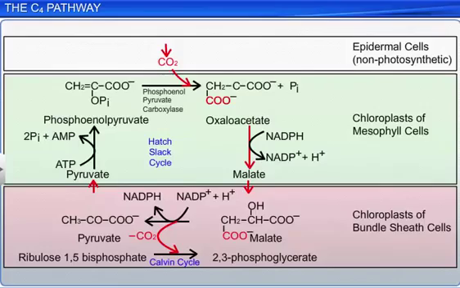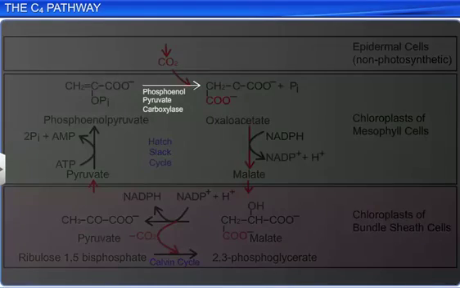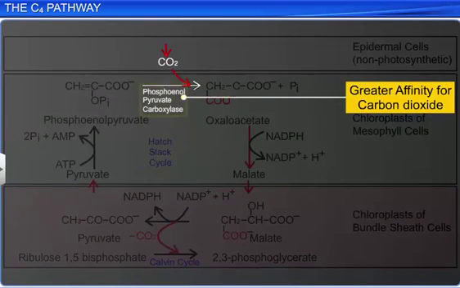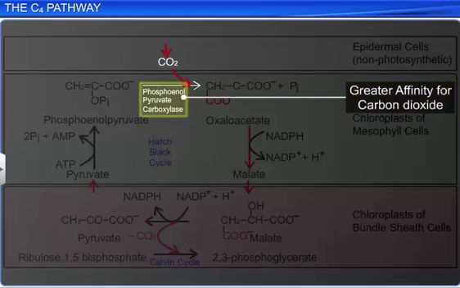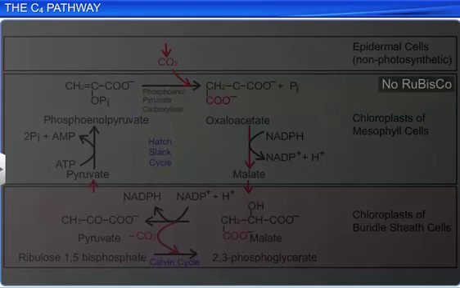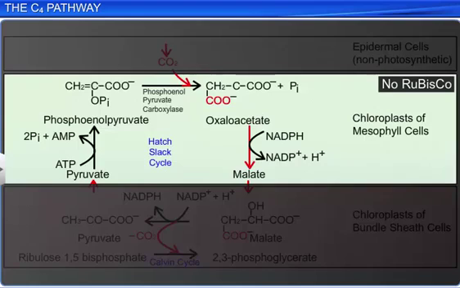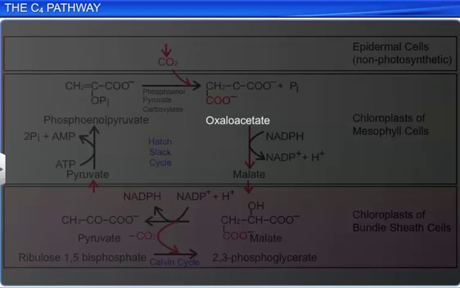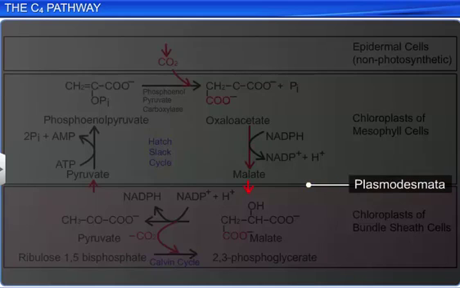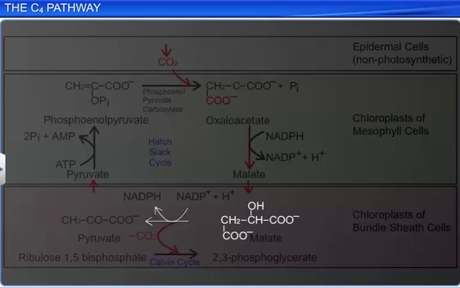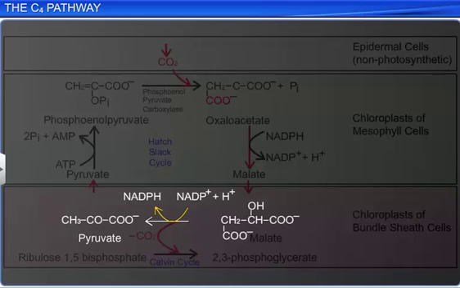This enzyme ensures carboxylation even at low concentrations of carbon dioxide because of its greater affinity towards carbon dioxide compared to rubisco. Rubisco is absent in the mesophyll cells of C4 plants. Oxaloacetate is quickly converted to either malate or aspartate and is transported to the bundle sheath cells through plasmodesmata, where it is decarboxylated back to pyruvate.